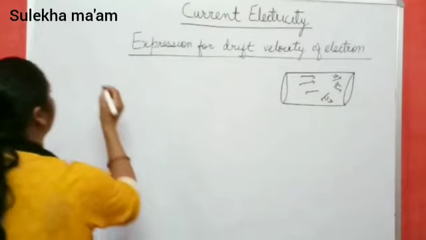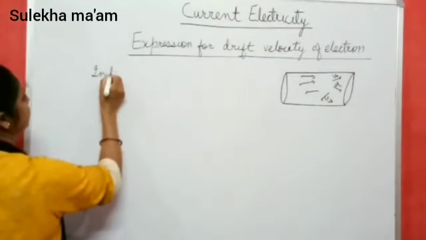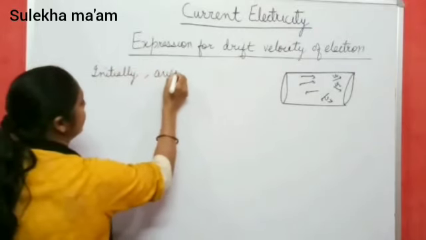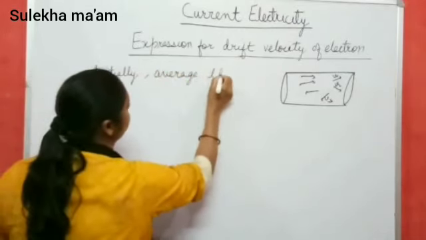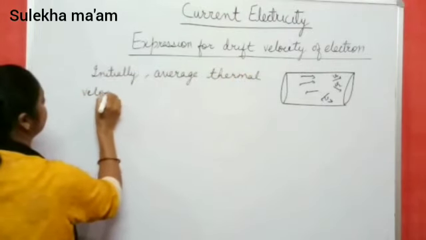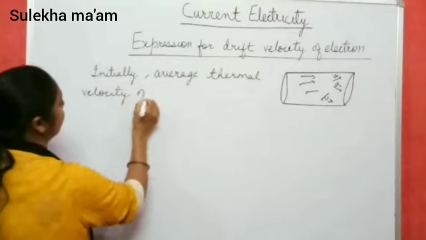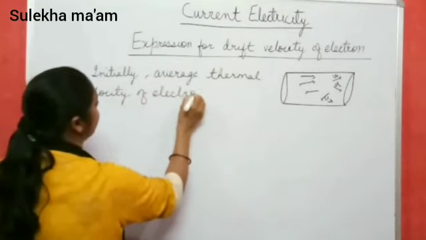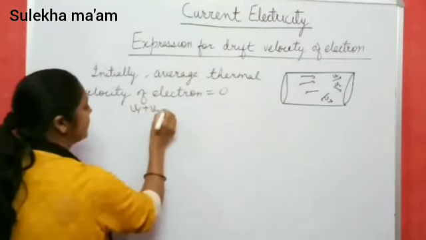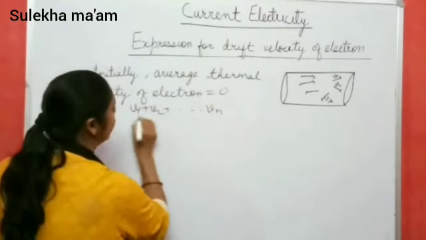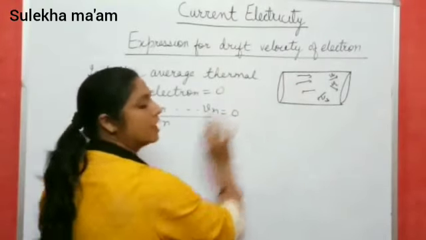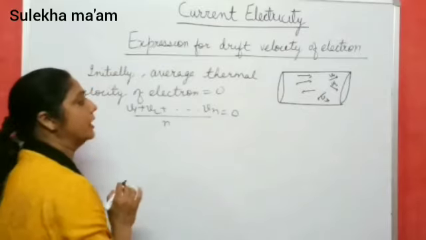0. So you can write, initially, the average thermal velocity of electron is 0. Average means (V1 plus V2 and so on up to Vn) by n. Suppose there are n number of electrons, then (V1 + V2 + ... + Vn)/n equals 0. Okay, the average of this thermal velocity is 0. This is the initial condition.